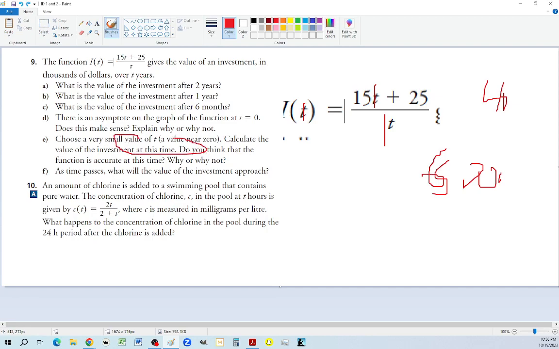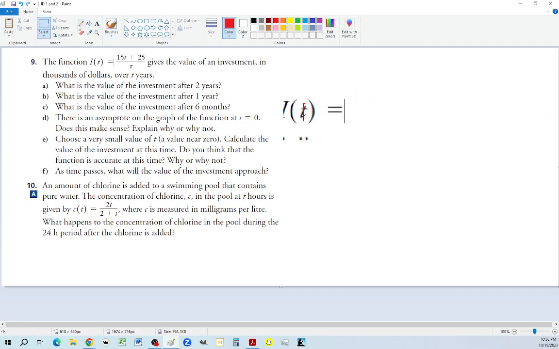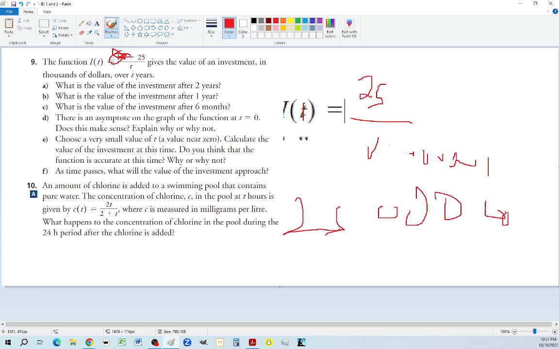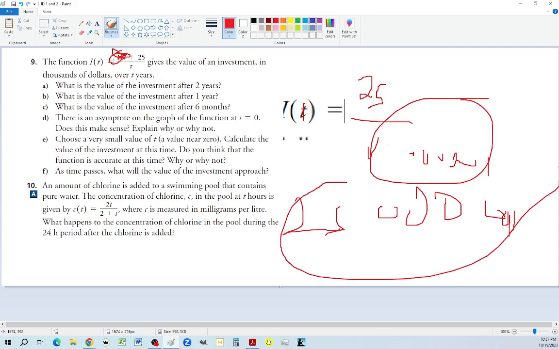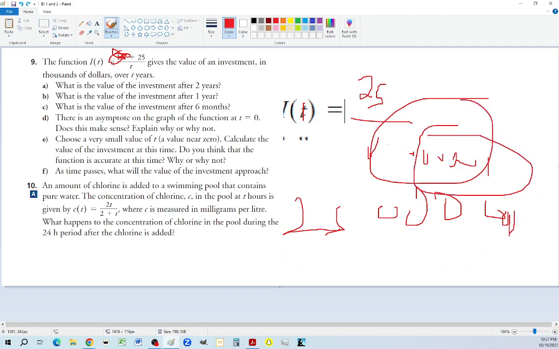Choose a very small value of t and calculate the value of the investment. Do you think that function is accurate this time? Probably not. We're probably going to get millions of dollars, and really, it's not practical. So if I take a tiny value of t, this becomes nothing. So I get 25 over 0.000001, so it's going to be like 25 million. The investment will be huge as we approach time equal to 0. Not realistic, because how could I make $25 million after 0.000001 seconds?